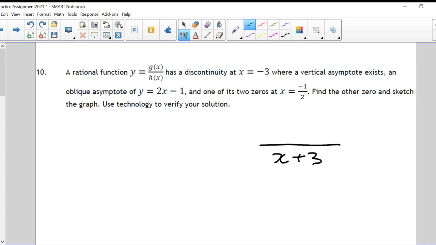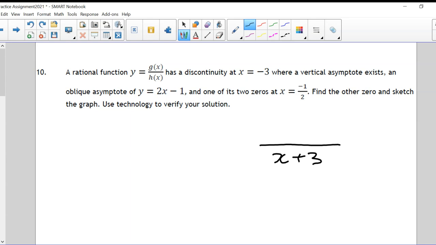Can we all agree on that, first of all? Does that make sense? We've seen vertical asymptotes before, and if x equals minus 3 is a vertical asymptote, then I would suggest that x plus 3 probably is the denominator of the function that we're trying to find. Does that make sense? I need to make sure everybody is clicking with that first before I go any further. Yes or no? Okay, good.